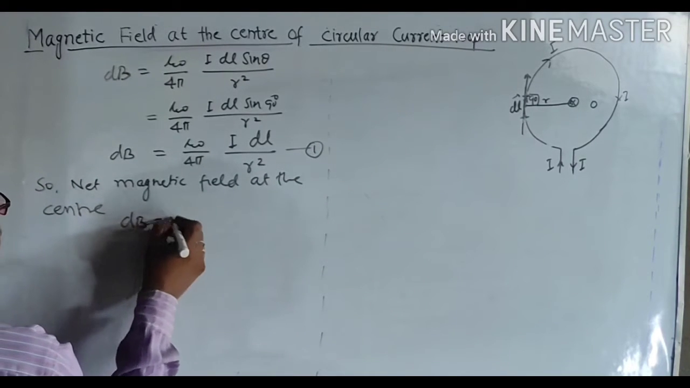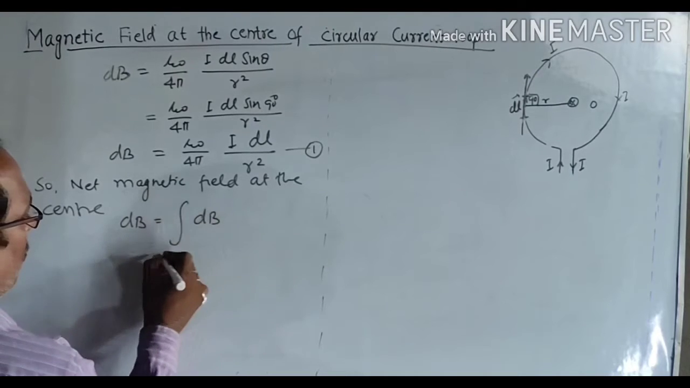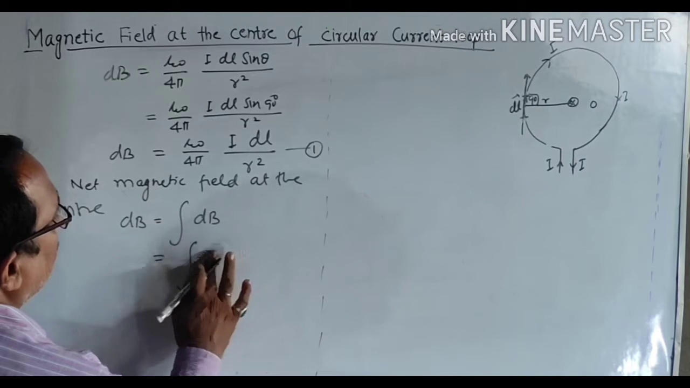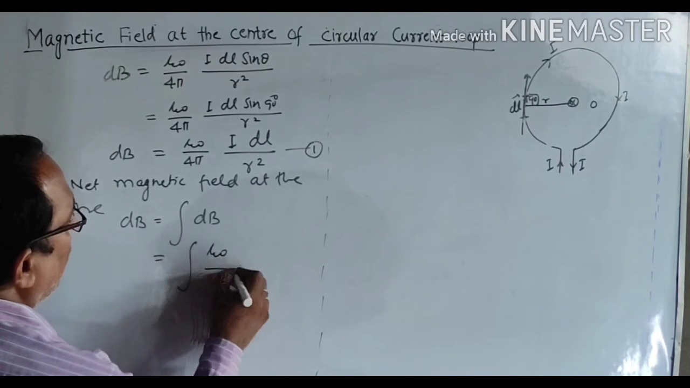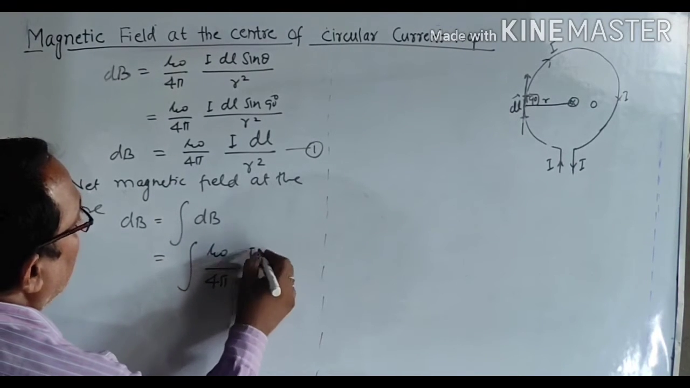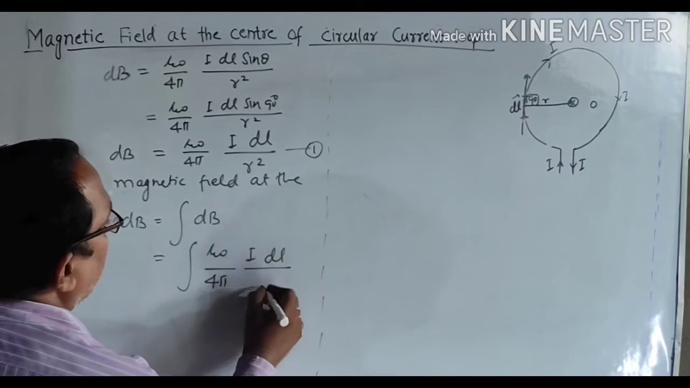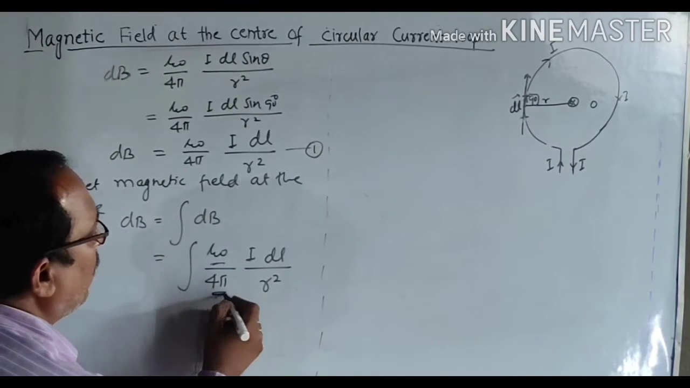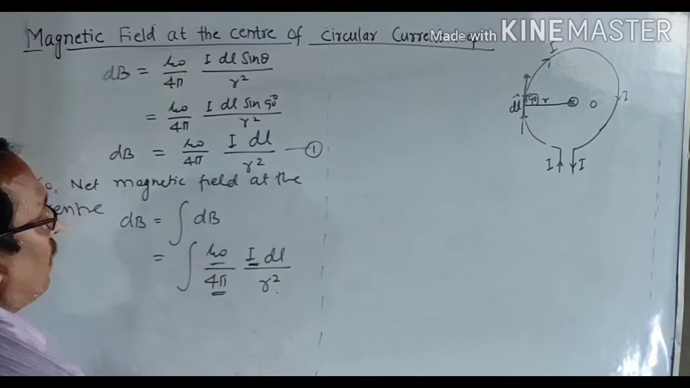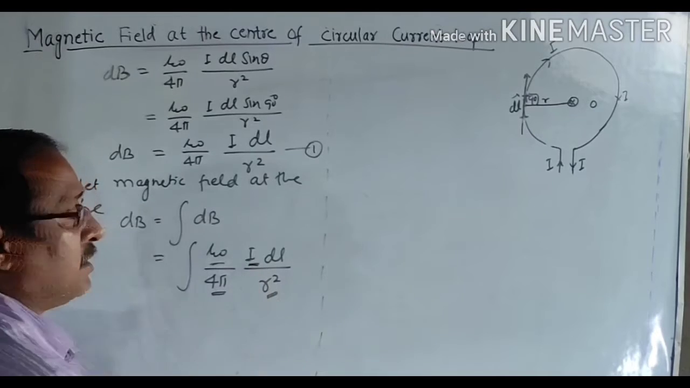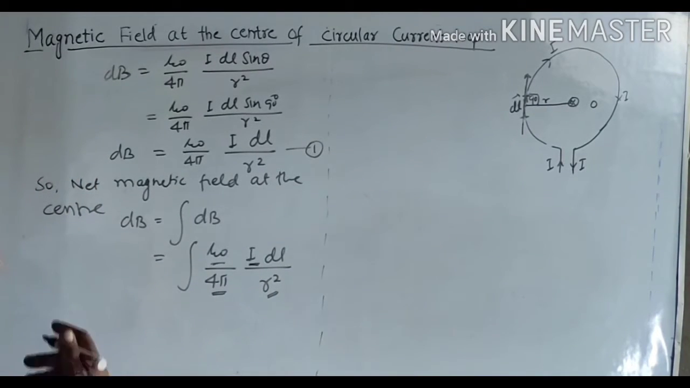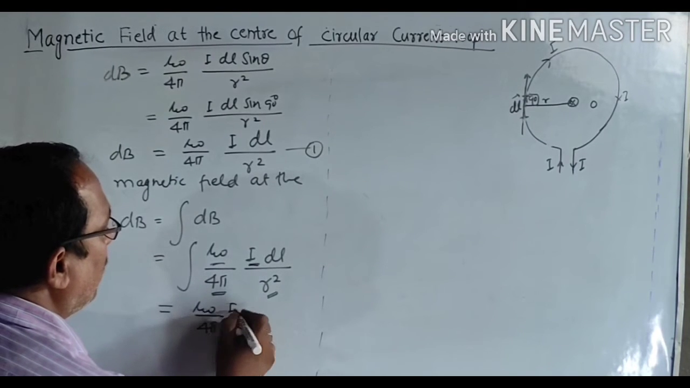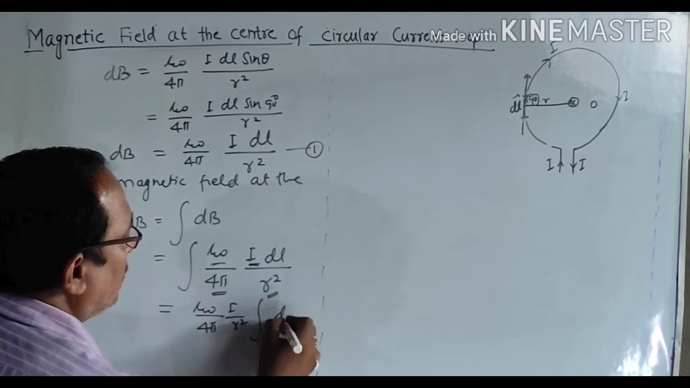B can be written as integration of the dB, or here we can write dB from equation 1, mu naught by 4 pi I dl by r square. Very easily we can see that mu naught, 4 pi, I and r square are all constants, so we can take them outside. So we can write mu naught by 4 pi I by r square, and we have to integrate the dl.